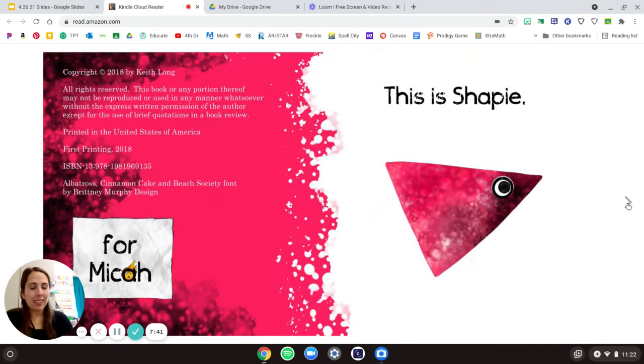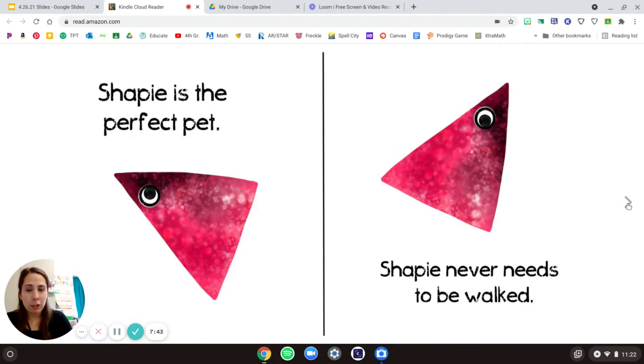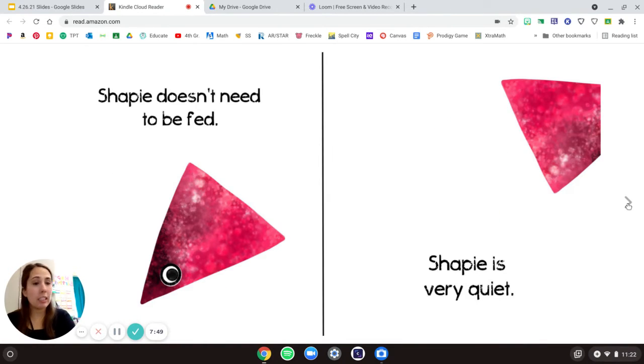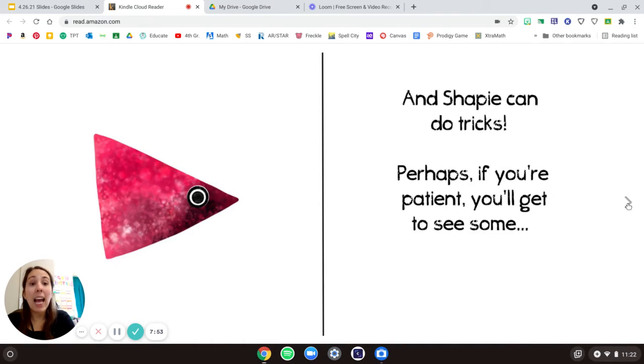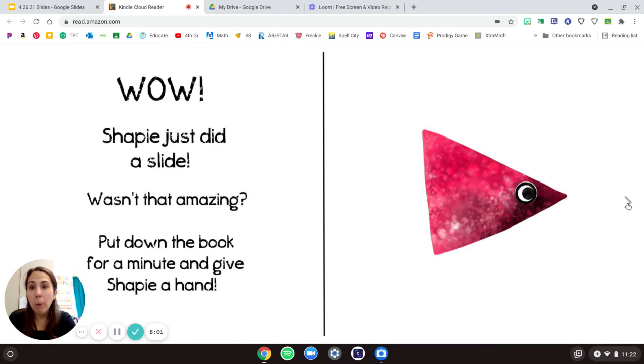All right. So this is Shapey. Shapey is the perfect pet. Shapey never needs to be walked. Shapey doesn't need to be fed. Shapey is very quiet. And Shapey can do tricks. Perhaps if you're patient, you'll get to see some. Wow! Shapey just did a slide! Wasn't that amazing? Put down the book for a moment and give Shapey a hand.